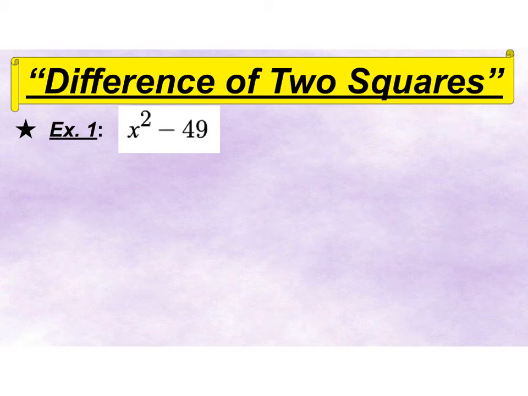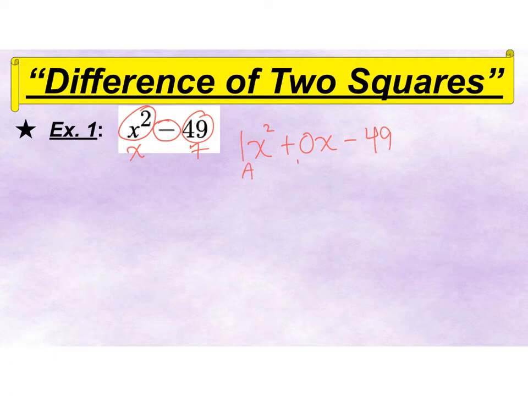In our first example, we have a difference because it's subtraction. X squared is the perfect square of x. 49 is the perfect square of 7. So we're going to keep that in mind. I do want to relate back to what we've been doing with our trinomials. So I'm going to write this as a trinomial. This would be x squared plus 0x, because I don't have that middle term, minus 49, so that a is 1, b is 0, and c is negative 49.